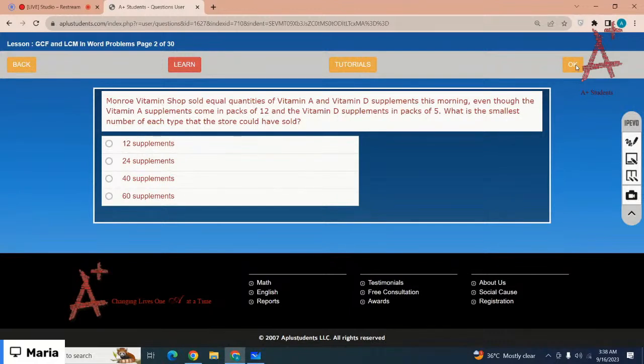Monroe Vitamin Shop sold equal quantities of vitamin A and vitamin D supplements this morning. Even though the vitamin A supplements come in packs of 12 and vitamin D supplements in packs of 5, what is the smallest number of each type that the store could have sold? Smallest number here means you have to calculate the least common multiple. So what is the least common multiple of 12 and 5? Which is the correct option?